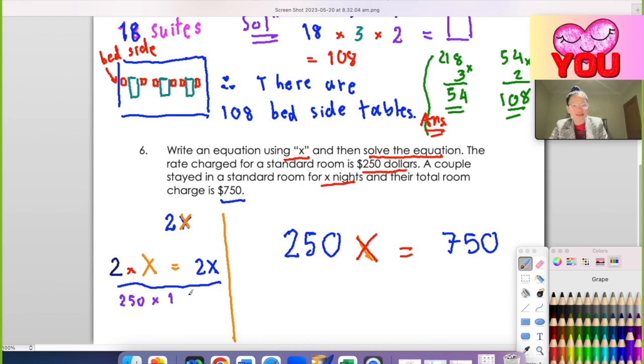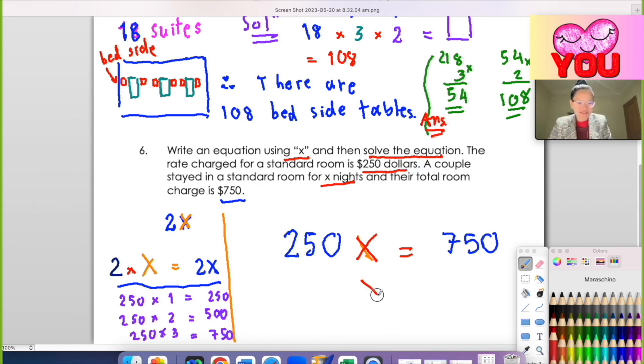250 times 1 equals 250. Yeah? What is 250 times 2? It's 500. Grace, how about 250 times 3? It's 750. So your answer: x equals 3.